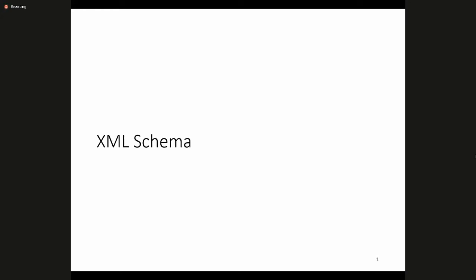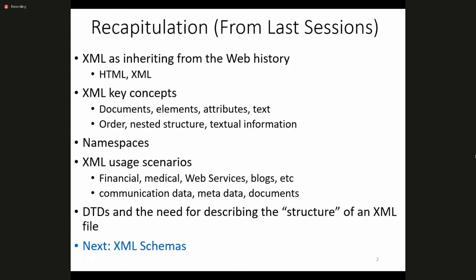XML DTD means document type definition. Schema means XSD. The previous one is DTD. This is XSD. XSD means XML schema definition, right? So these things we did during our last sessions, use case scenarios, and we did some practicals too.